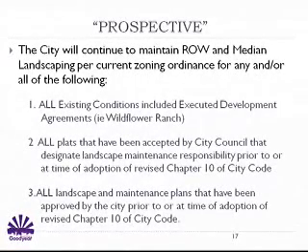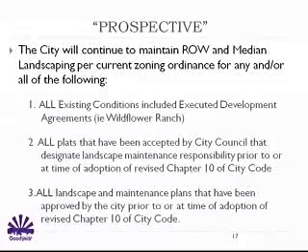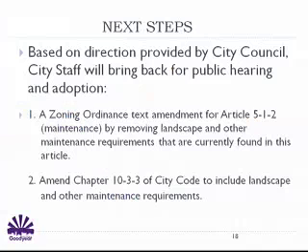So basically, anything that isn't existing and anything that we haven't signed off on at this point, anything that would come to us in the future, that is how we would apply any changes to the zoning ordinance. Our next steps would be, based on your direction, we would bring back for public hearing and adoption basically 2 actions. There may be a third. We'll work with legal. But zoning ordinance text amendment, basically what that would do is remove all of the landscape and maintenance requirements that are in Article 5-1-2 and take them, based on whatever direction we get from City Council, and place them in Chapter 10-3-3 of the City Code.